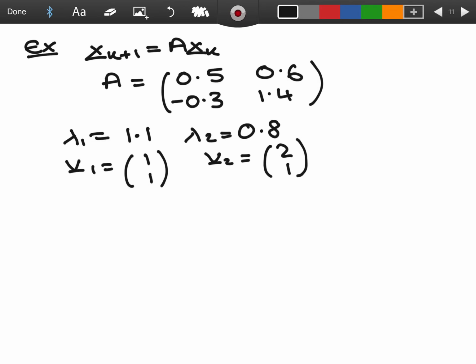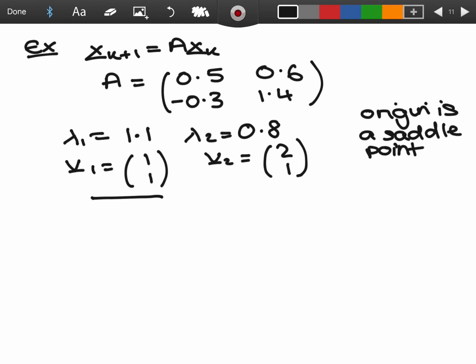We have one eigenvalue that has magnitude greater than 1 and one eigenvalue that has magnitude less than 1. So without doing any work, we already know that the origin is a saddle point, because we have one greater than 1 and one less than 1. So I know along the line that contains 0 and this eigenvector, I'm going to be shooting off towards infinity. But along the line that contains 0 and this eigenvector, I know I'm going towards 0 because 0.8 to the k goes to 0.